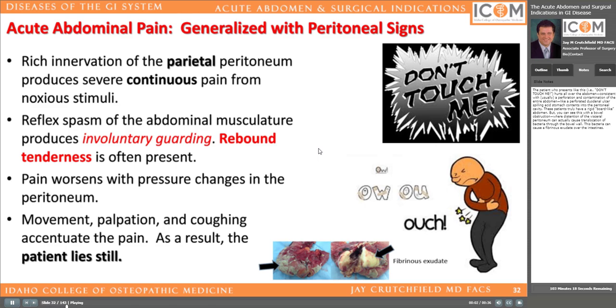The patient who presents like this, i.e. "don't touch me, it hurts all over the abdomen," is consistent with usually a perforation and contamination of the entire abdomen, like a perforated duodenal ulcer spilling acid contents throughout the peritoneal cavity. These patients truly have a rigid, board-like abdomen, but you can see this with a bowel obstruction, where distension of the visceral peritoneum can actually cause translocation of bacteria through the bowel wall. This bacteria then, in turn, can cause a fibrinous exudate over the intestines.